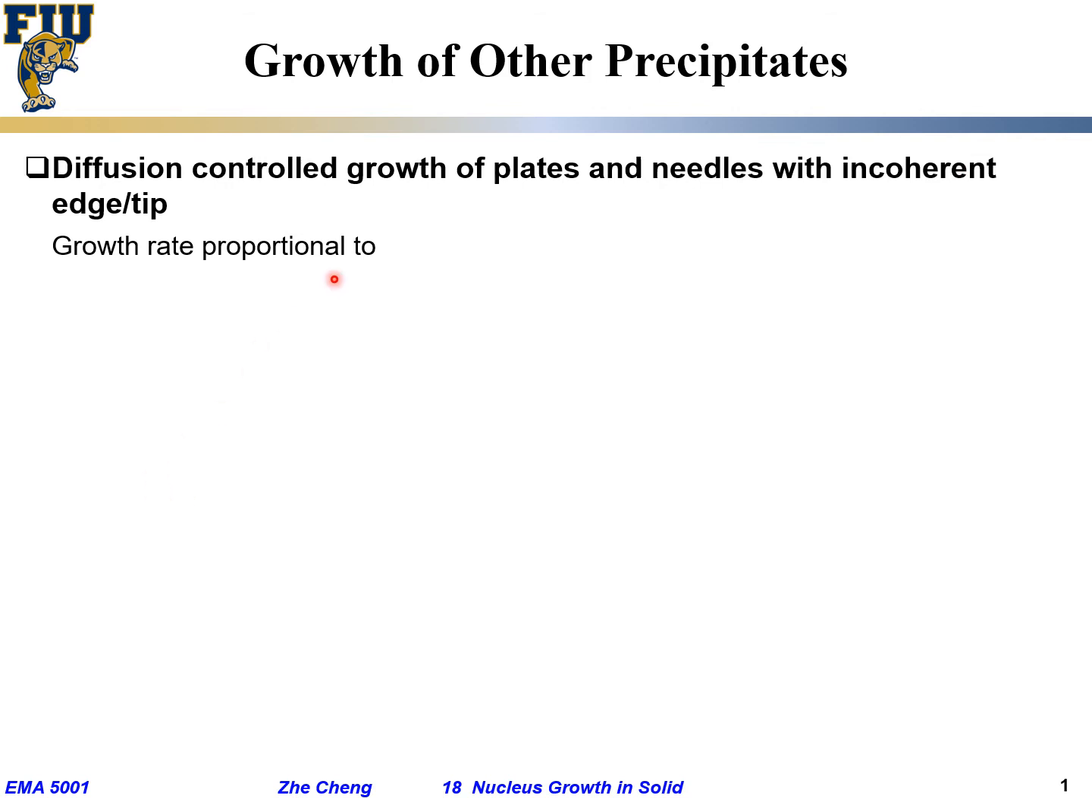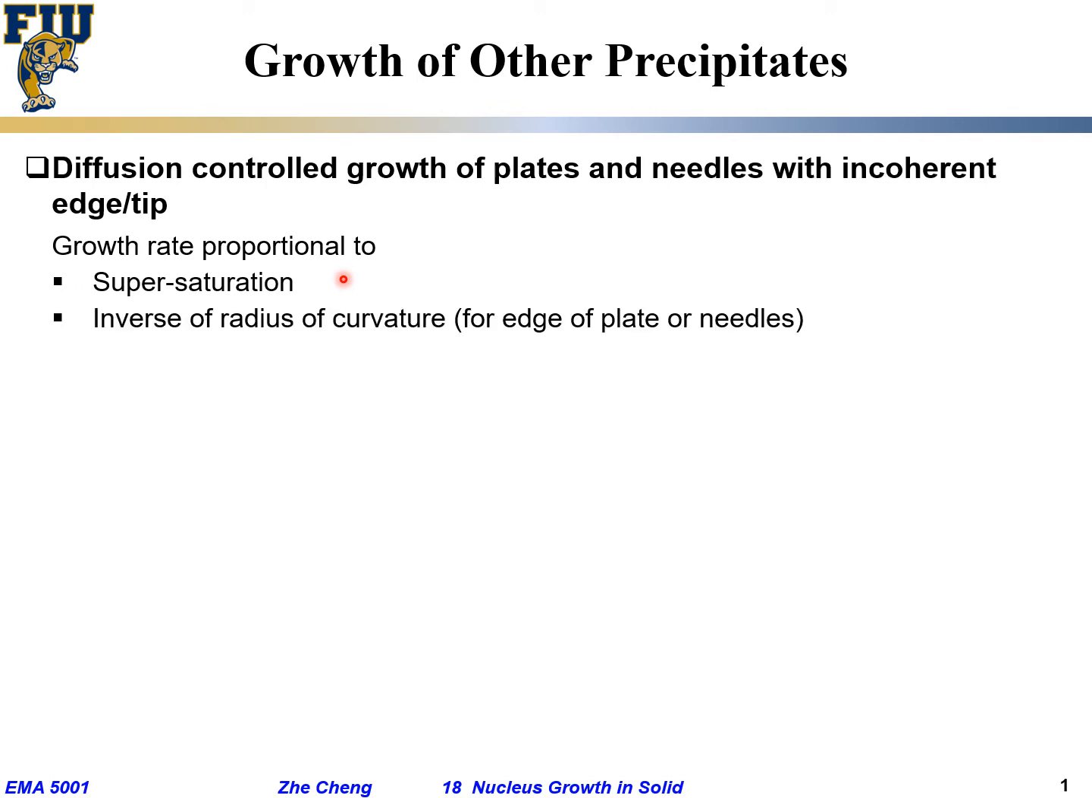Okay, the growth rate would be proportional to what? Proportional to the delta x 0, which is the supersaturation, the initial concentration versus the equilibrium. That's your supersaturation. And also proportional to the inverse of the local radius of curvature. If the local tip is sharper, it grows faster. If I have a needle, the sharper the tip, the faster it grows, as long as it's larger than your critical nucleus size.